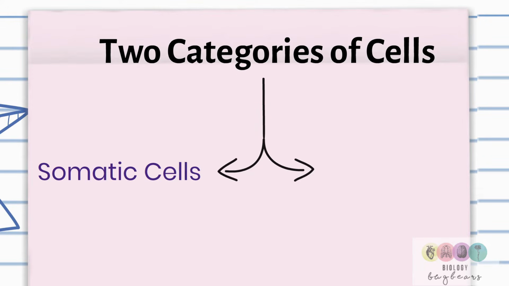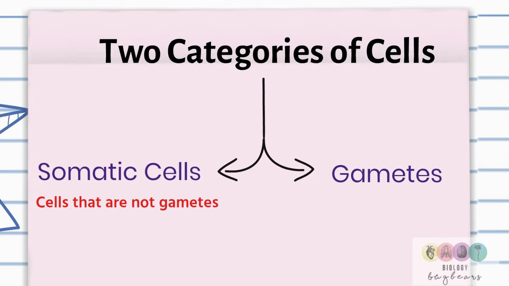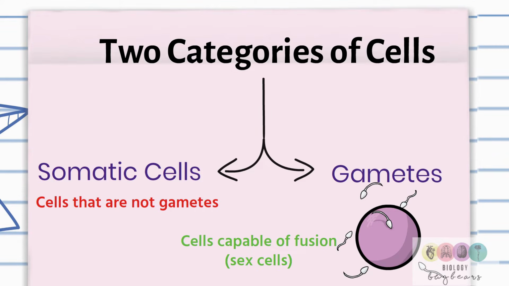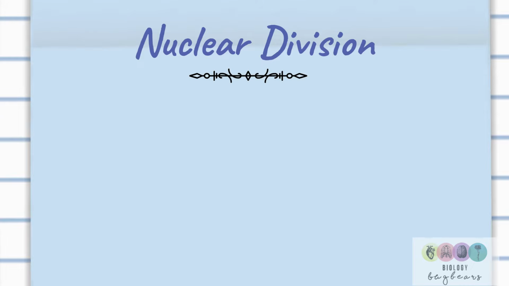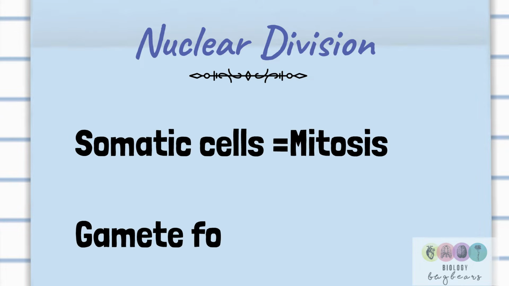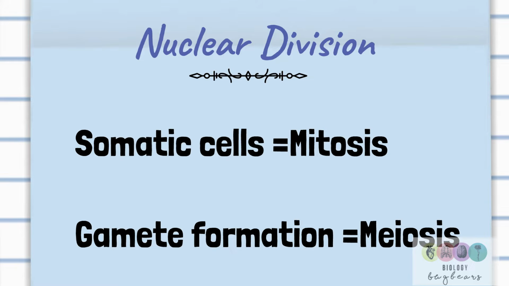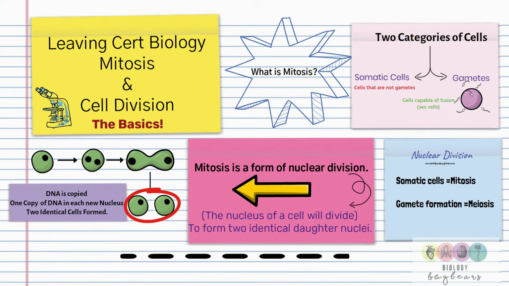We think of two categories of cells. There are those somatic cells, which we would consider as normal body cells, so in other words, they're not gametes. And then there are the gametes, those cells capable of fusion like sperm and egg, those sex cells. So to make things easy for yourself, when you're considering nuclear division, you think of somatic cells being associated with mitosis and gamete formation with meiosis, that other form of nuclear division.